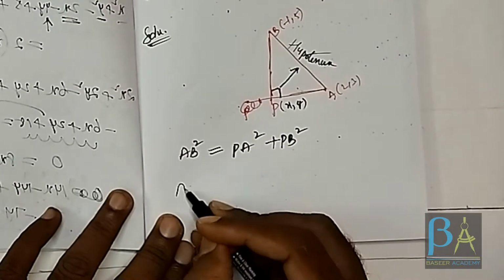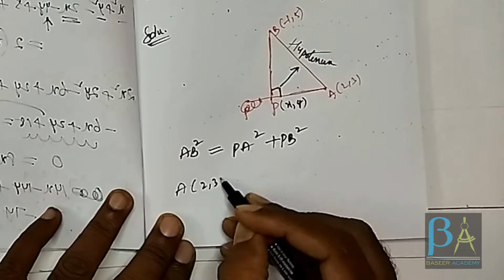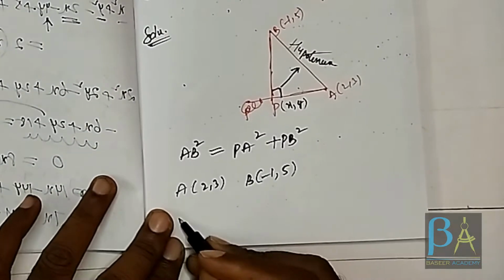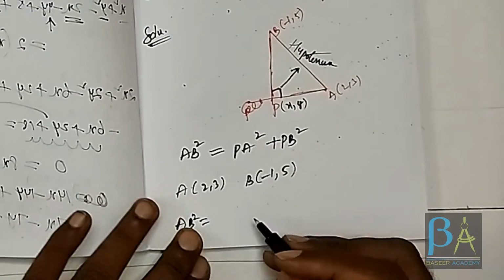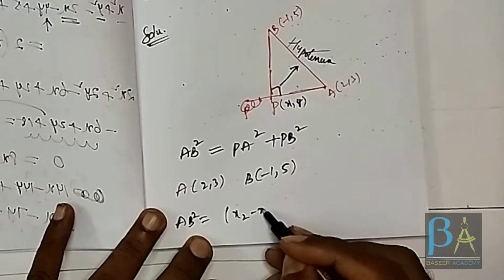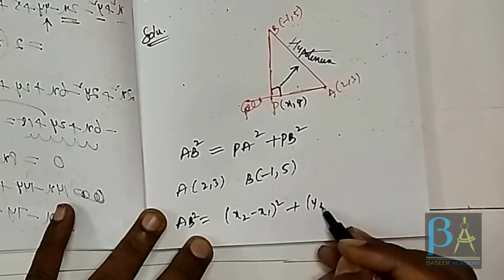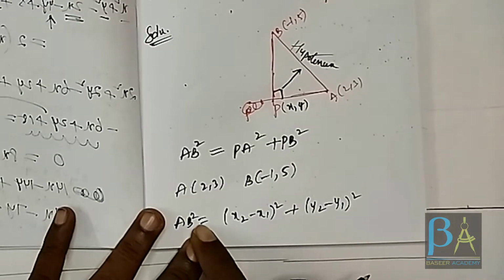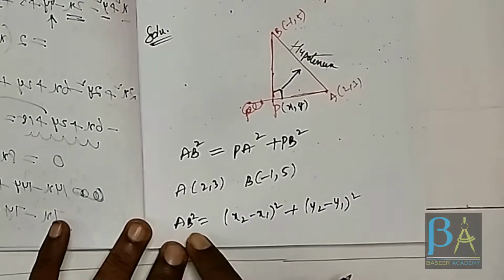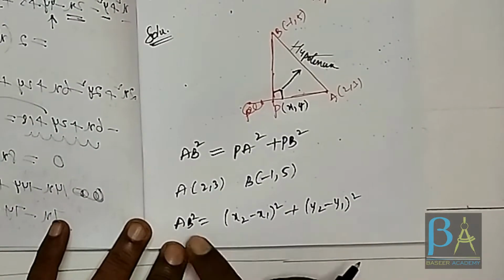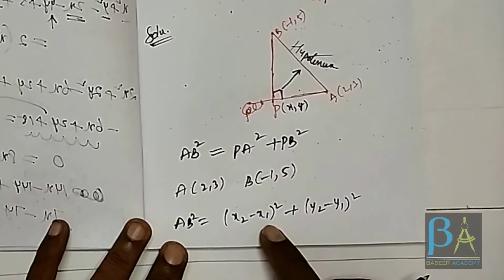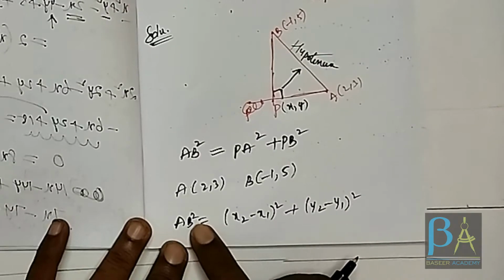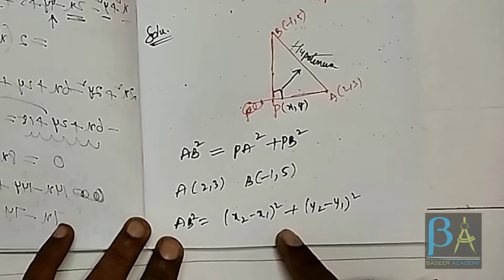Let me first write the coordinates of A and B, and let me find out what AB square is going to be. AB square is going to be x2 minus x1 whole square plus y2 minus y1 whole square, without the under root, obviously, because I have a square here. If I just need to find AB, then there will be a square root, because the distance formula is square root of x2 minus x1 whole square plus y2 minus y1 whole square. But since I'm finding AB square, the square root vanishes.